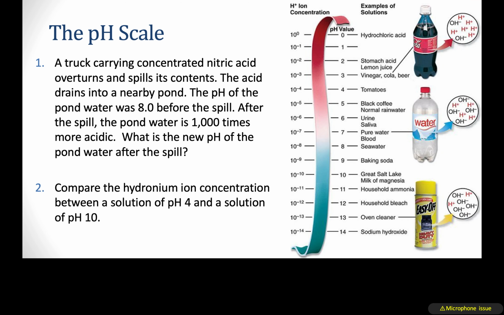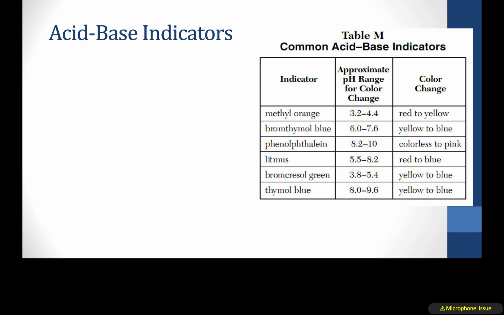Okay, so that's one way. The pH scale is one way to talk about how acidic or basic something is. A simpler way, if you can't get in there and count all the H pluses, is acid-base indicators. These are chemicals that, when you put them in a solution, turn one color at a certain pH and a different color at another pH. So it's a way to tell when a pH changes.